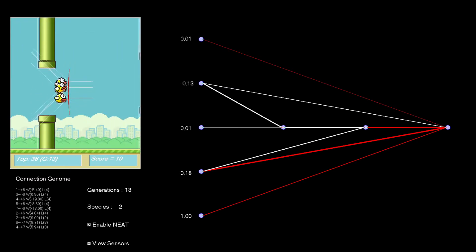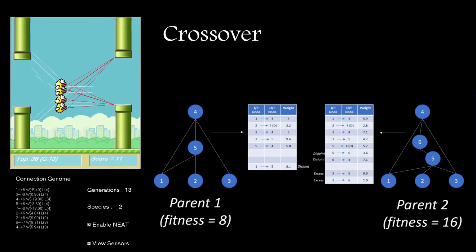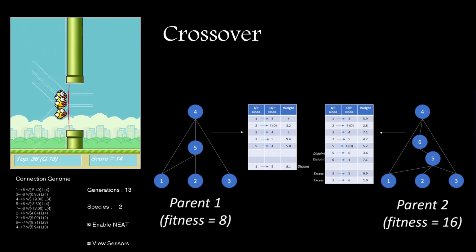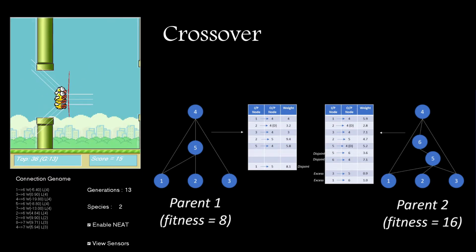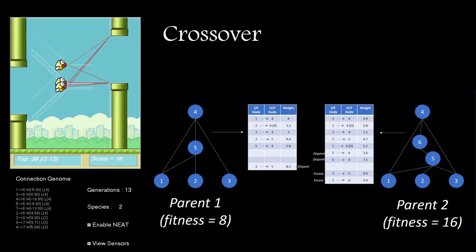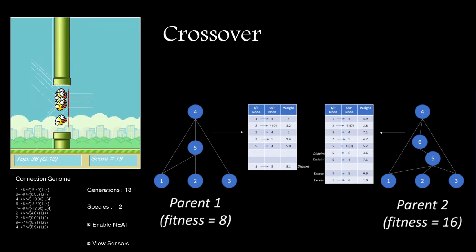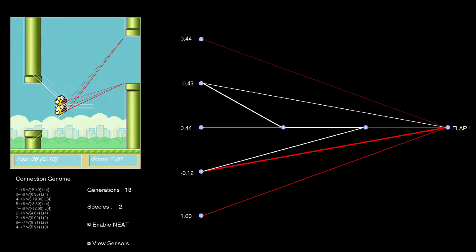And finally, we select 2 parents from species 1 to produce a new bird. This is done by a crossover, which simply means that the new bird will take the net structure of the more fit parent, along with the connection weights for the disjoint or excess genes that it has. But the weights for genes that are common to both parents will be taken randomly from either parent.